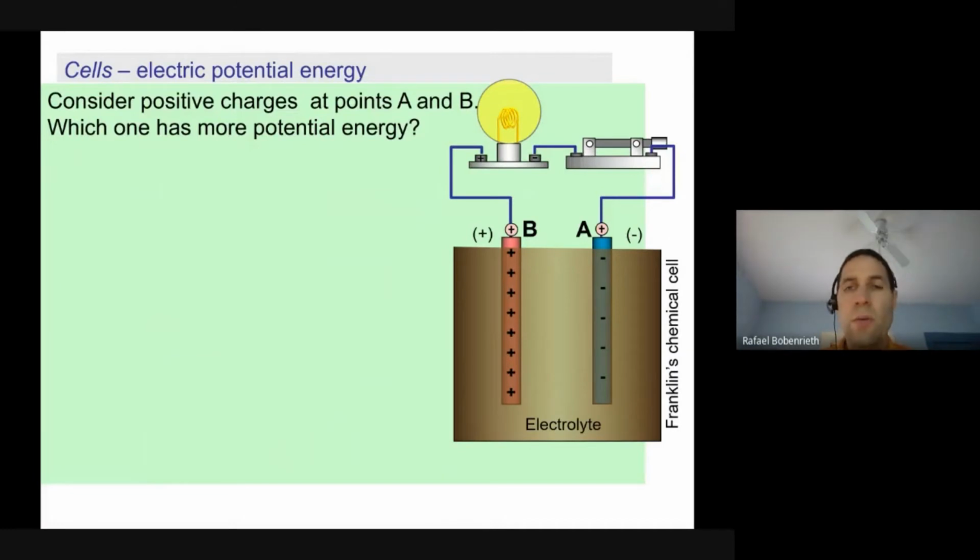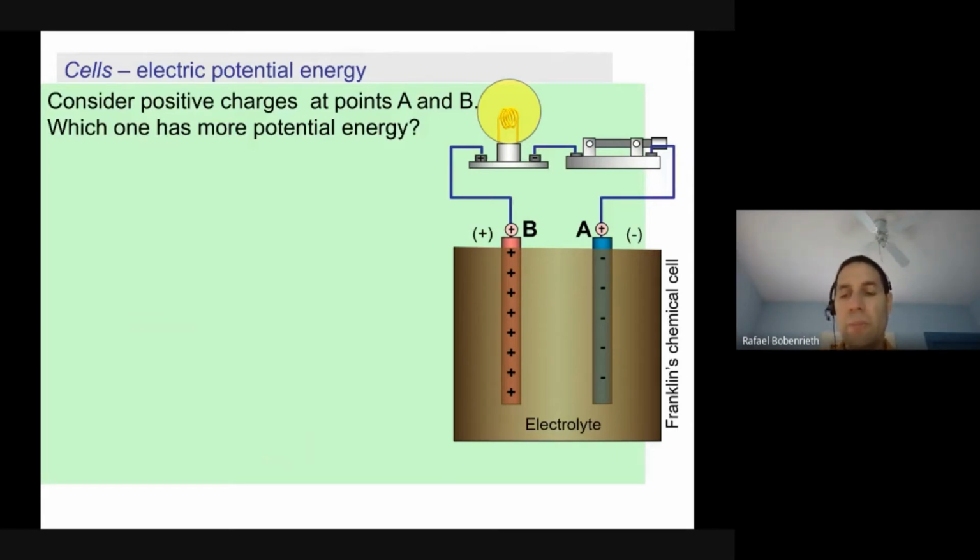Okay, so now if I ask you this question, let's go back to this circuit. We have two electrodes here. Notice I have a positive charge at A near the negative electrode, and I have a positive charge at B near the positive electrode. Which charge is going to have more electric potential energy, A or B?